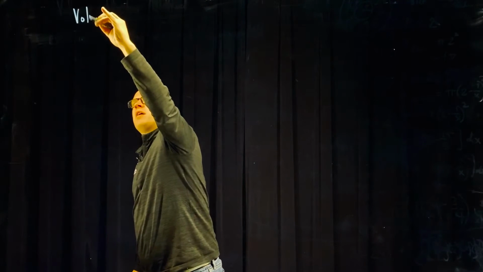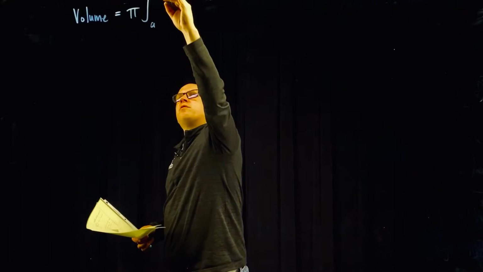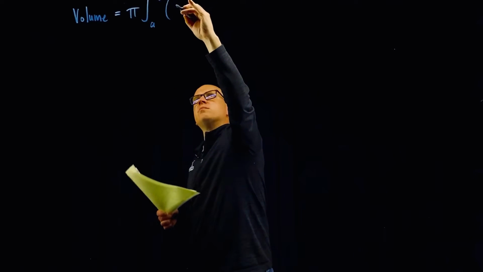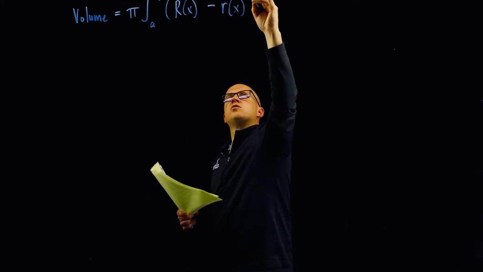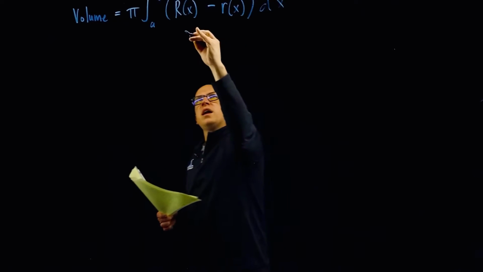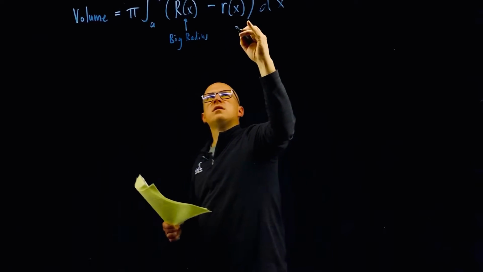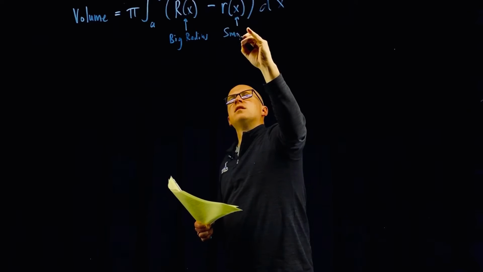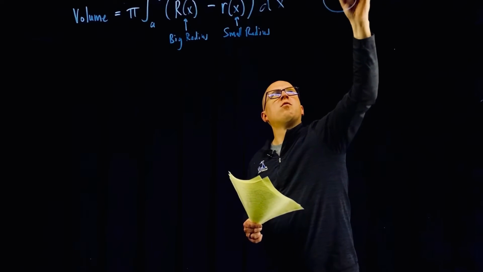All right, friends, we're on to our next example. But before we go on to our next example, I want to summarize our volume using the washer method. When we're using the washer method, here's how we figure out volume. Volume is going to be equal to pi times the integral from a to b of capital R sub x squared minus little r sub x squared dx. And this capital R sub x is the big radius, and this little r sub x is the small radius.